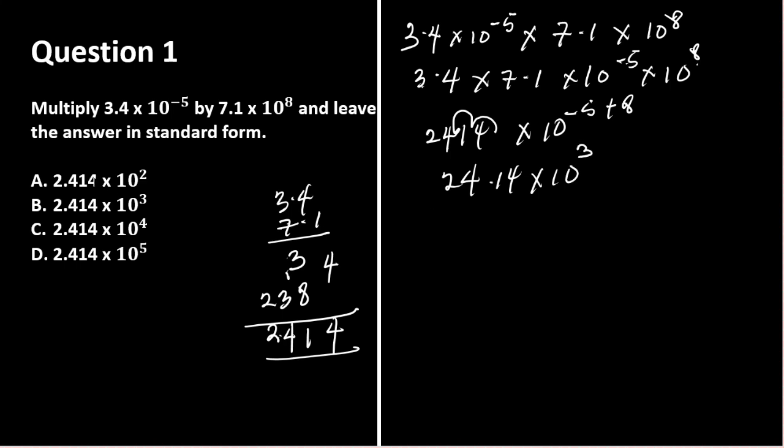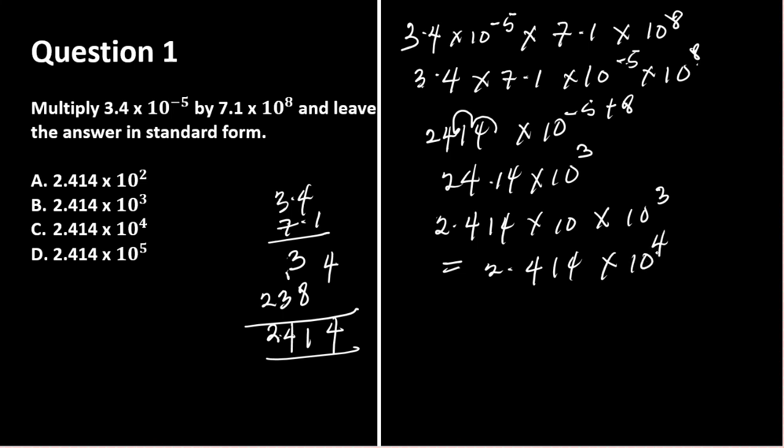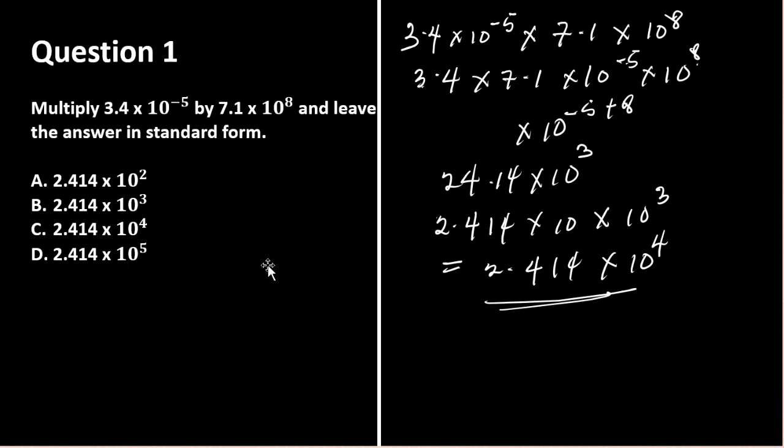But if you look at your objective answers, you see that you don't have 24 in that answer. You can now rearrange it. This 2.414 times 10 is the same thing as 24.14. So 24.14 times 10 raised to power 3 is the same thing as 2.414 times 10 raised to power 4. Our answer is C. Let's see the second question.